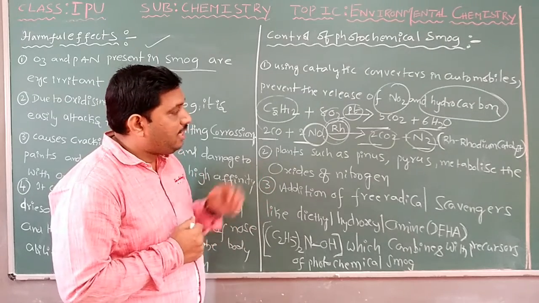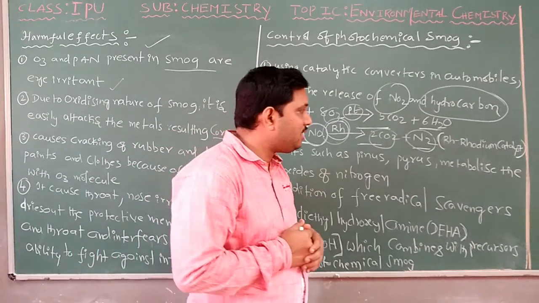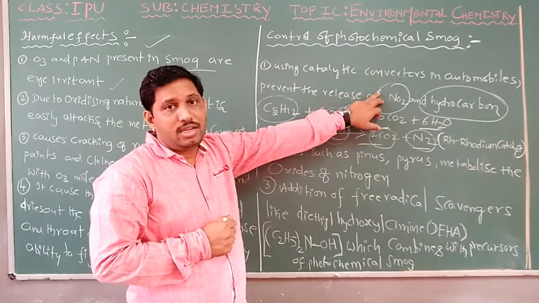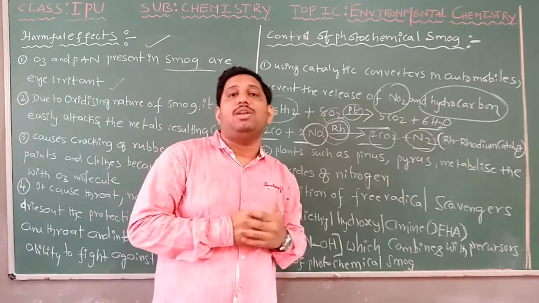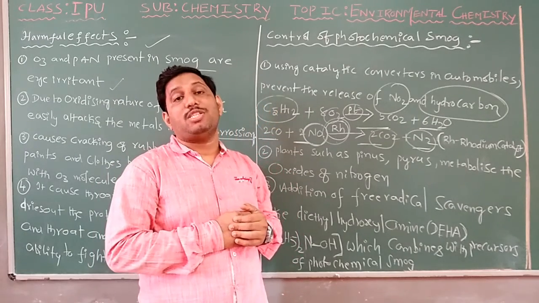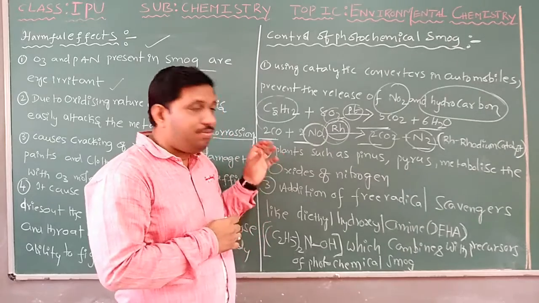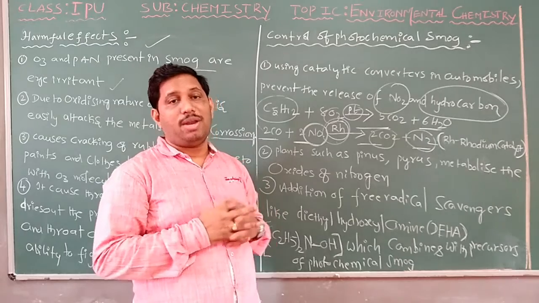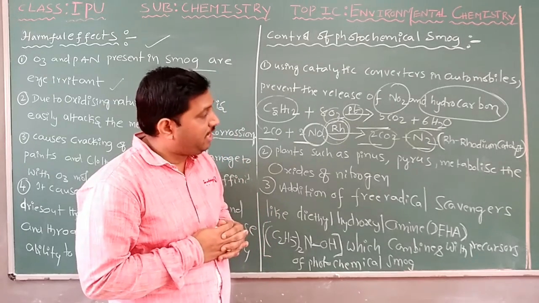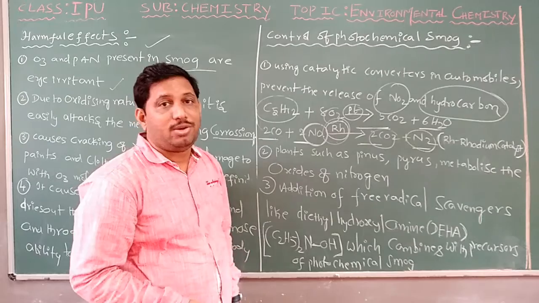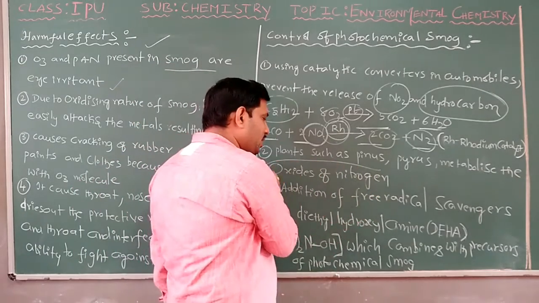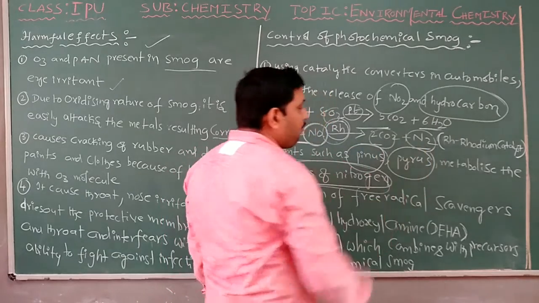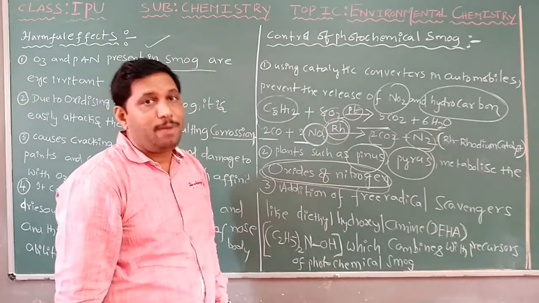Next one, students. Plants such as Pyrus metabolize the oxides of nitrogen. If nitric oxide and nitrogen dioxide are available, then the formation of photochemical smog will take place. But if you crop plants like Pyrus, they metabolize the oxides of dinitrogen. That is, the oxides of nitrogen can be metabolized in the presence of the plants Pinus and Pyrus.